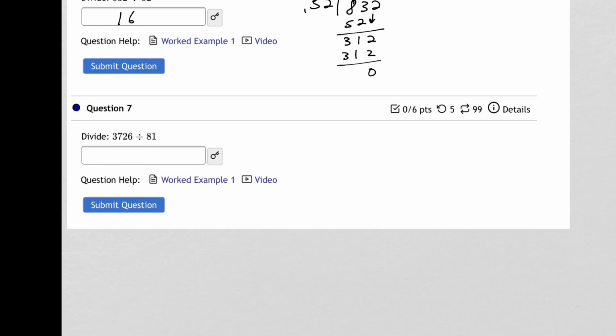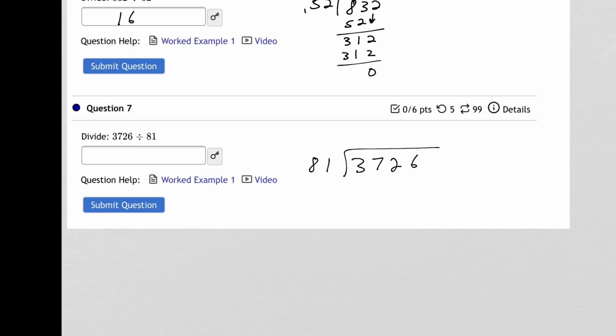Right, and then the next one, we have 3726 divided by 81. Okay, so does 81 go into 37? No, so I have to include the 2 here, right? So I want to ask, how many times does 81 go into 372? So again, if you think about this, basically, 80 times 5 would be 400, right? That's too big, so it's probably 4 times.